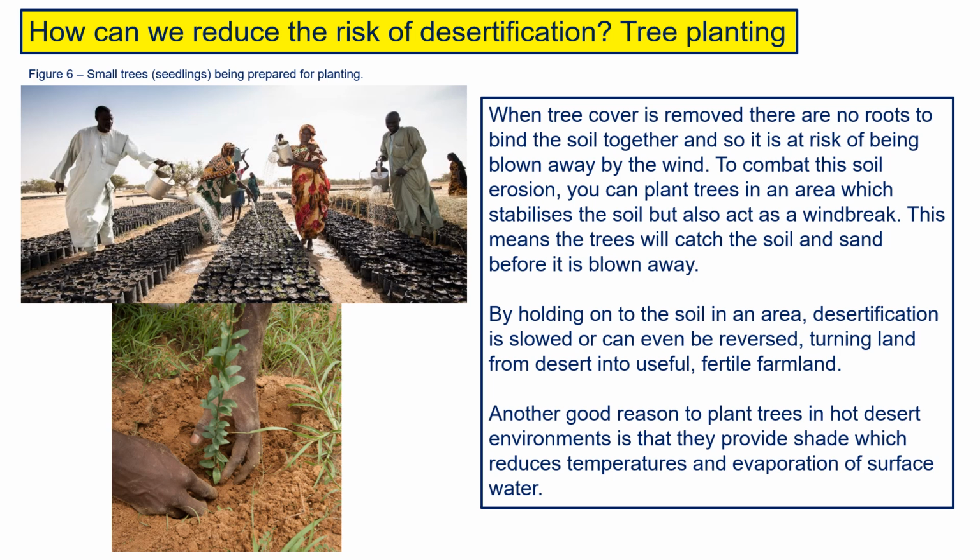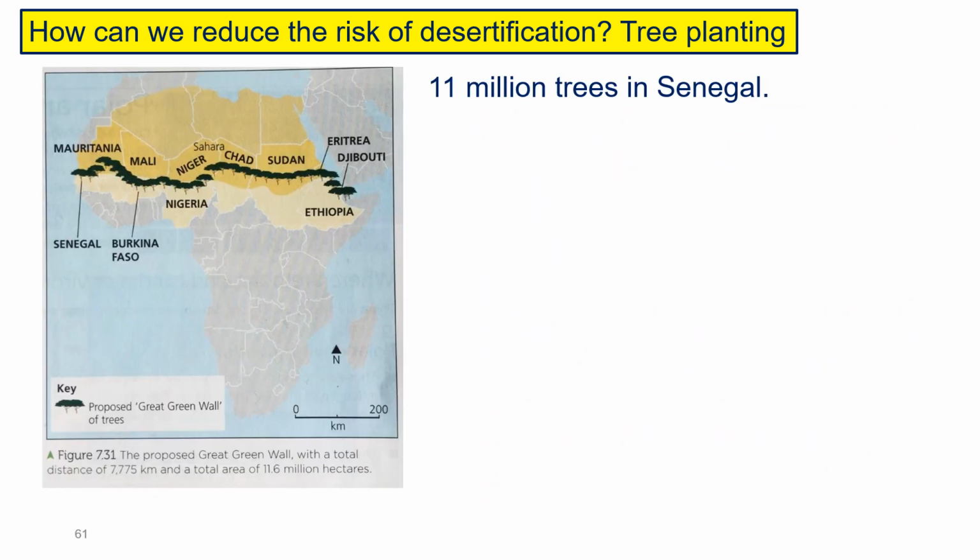So that's desertification, but the Sahel is not doomed. There are strategies to stop it, and one strategy is tree planting, afforestation. In the Sahel, there is a project called the Great Green Wall, and it's planting 11 million trees in Senegal. This is looking to stop desertification, as it means leaf litter will fall to the floor and decompose, which will add more nutrients to the soil, preventing desertification. Alternatively, you could say the roots from the trees hold the soil in place, preventing soil erosion.